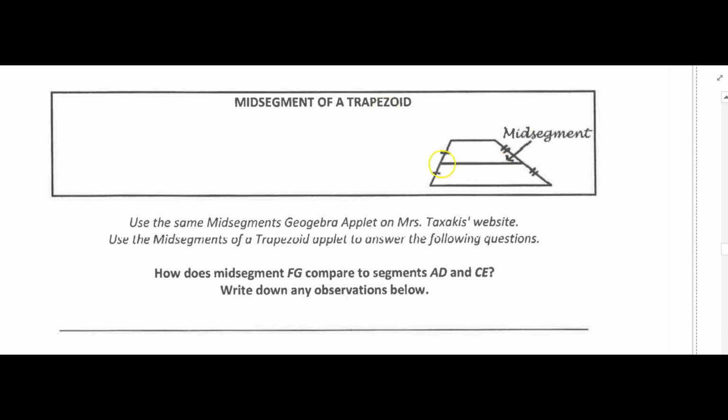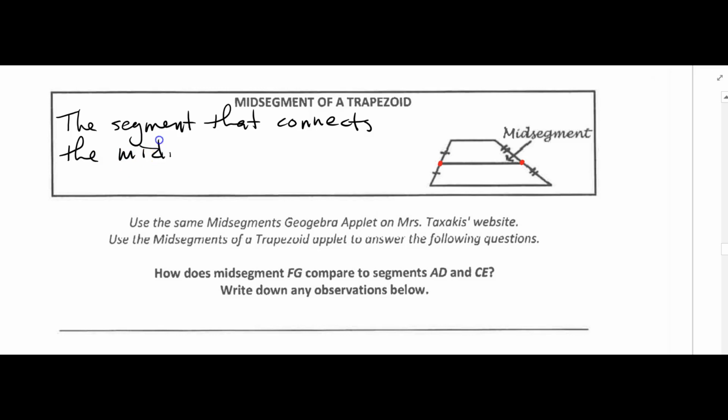We can see in our picture the midsegment here. It connects the midpoint of this side on the left with the midpoint of this side on the right. So we're connecting the midpoints of the legs. This is the segment that connects the midpoints of the legs of a trapezoid.